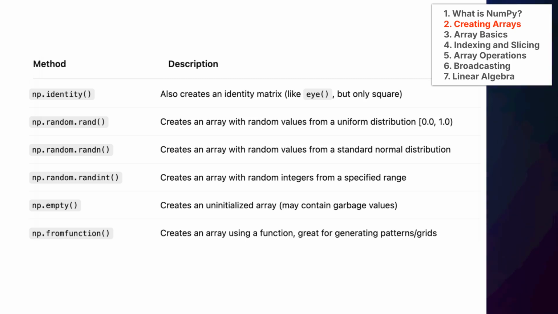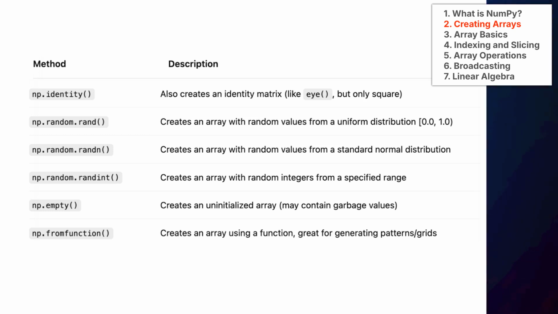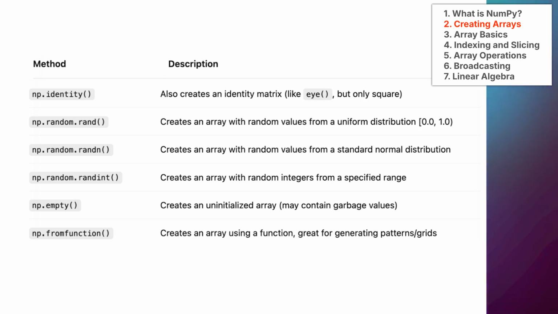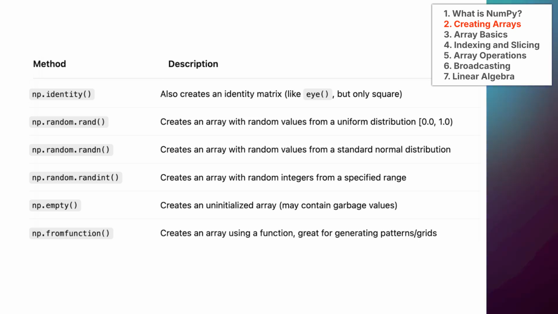Next, NumPy empty. Imagine you're creating a big array just to fill it later. You don't care what's in it right now. That's where NumPy empty comes in. It gives you an array with the right shape, but the values are random junk. Not 0, not a small number. It creates a new array without initializing its values. So you get the right shape, but the contents are random leftover data in memory. It's very fast, no time wasted setting zeros or ones.